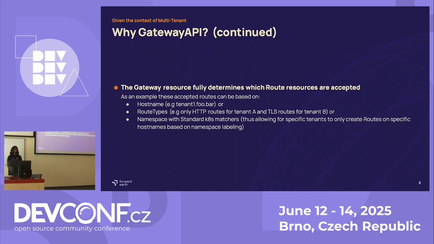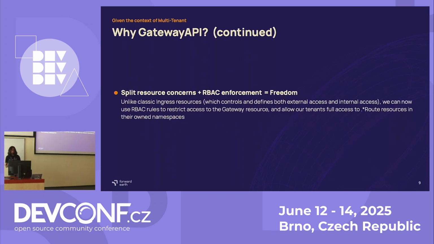So these accepted routes can be based on hostname, they can be on route type, and they can also be on namespaces with standard Kubernetes matches. These Kubernetes matches are things like labels, annotations, etc. So going back to why the split of authority, the split of resources, is important, it means we can enforce RBAC. It means that at the gateway level, we can enforce RBAC that says that our tenants cannot touch the gateway resource. They cannot touch the access. They cannot touch what controls what gets into the cluster. They can only touch what happens within their namespace and what traffic gets routed to them.